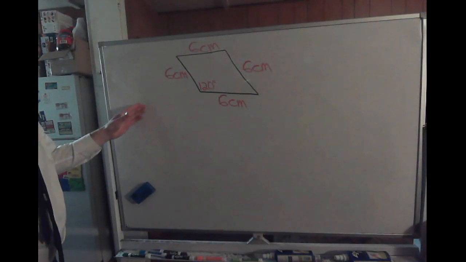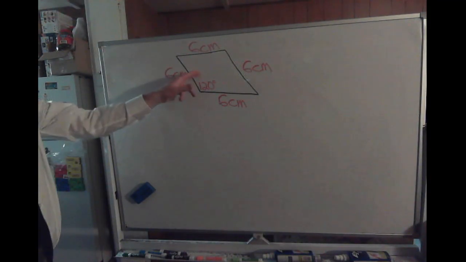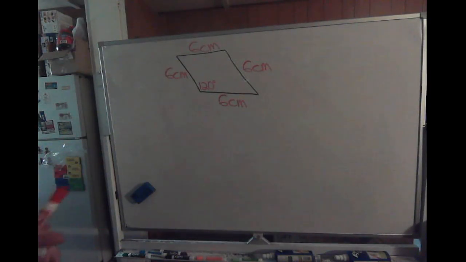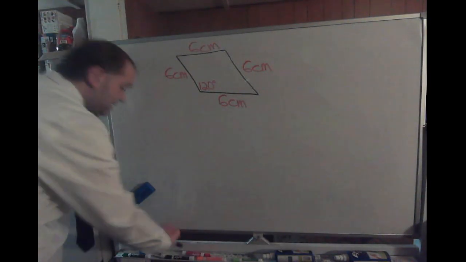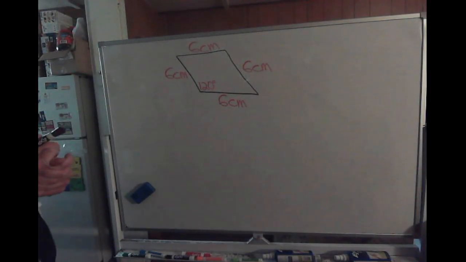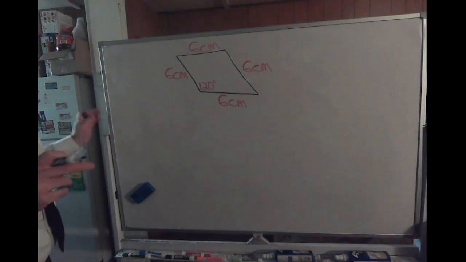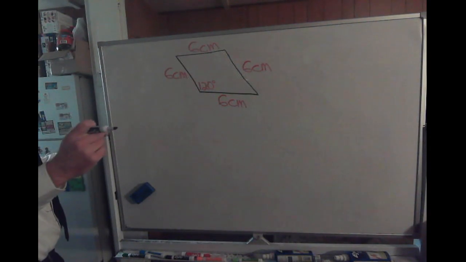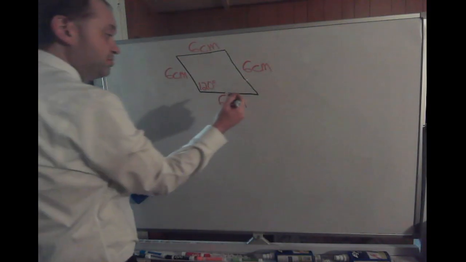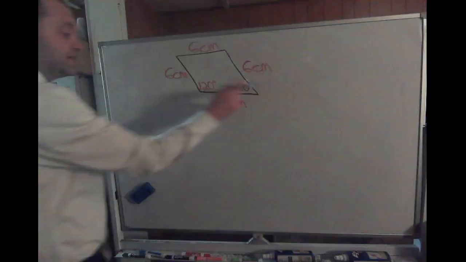Well, if we have a 120-degree angle, we don't know the length of any diagonals, but that's okay. That's quite all right. Because, what does that mean? That has to mean then, since opposite angles of a parallelogram are congruent, that means the other angles are supplementary to it. So this angle here would be 60.